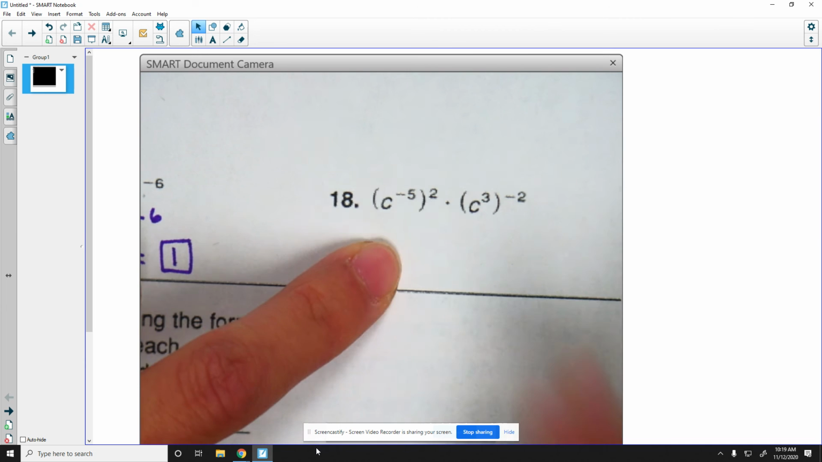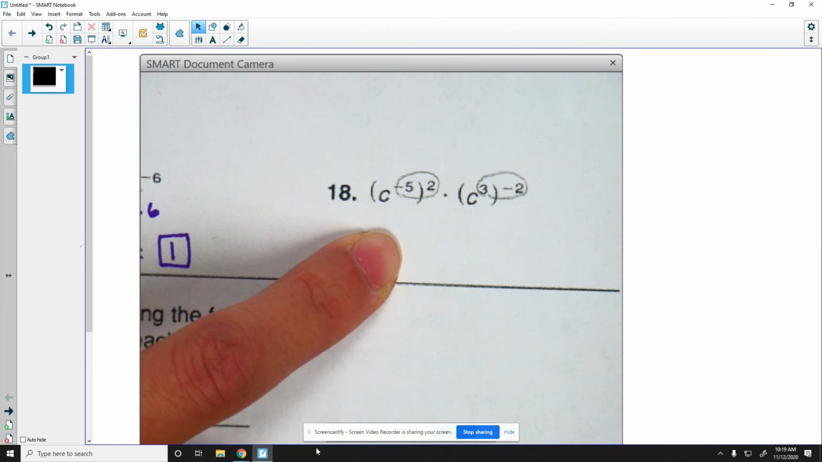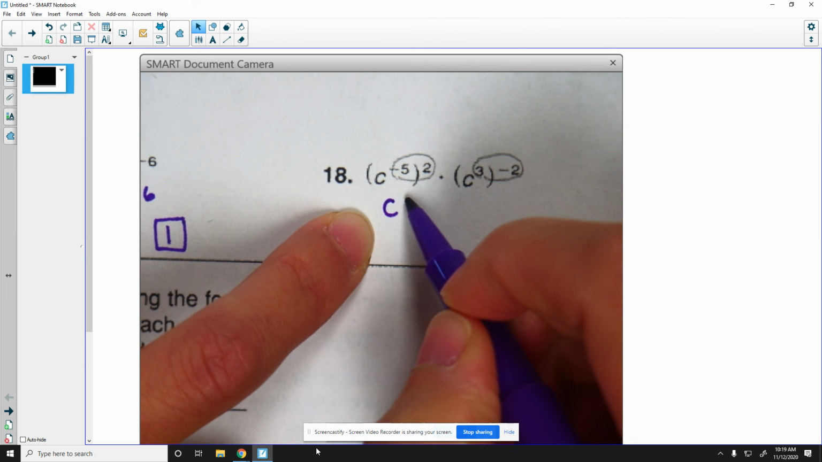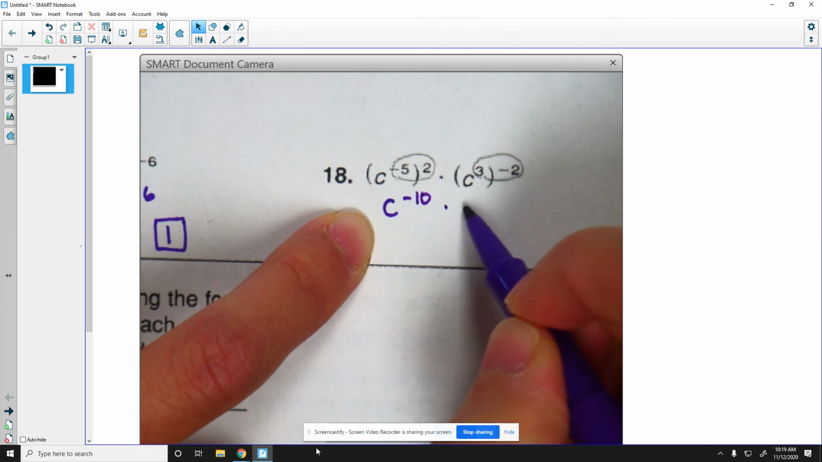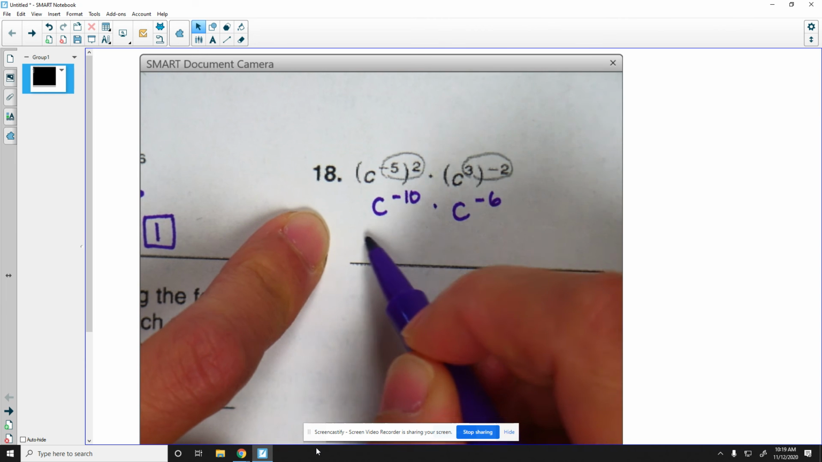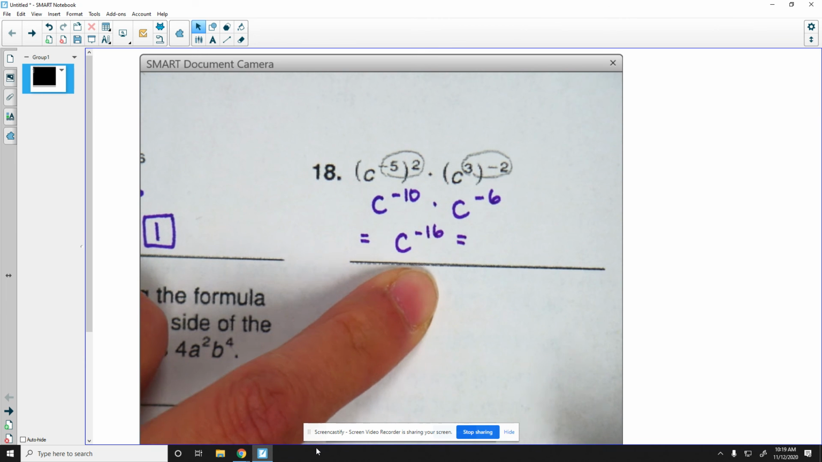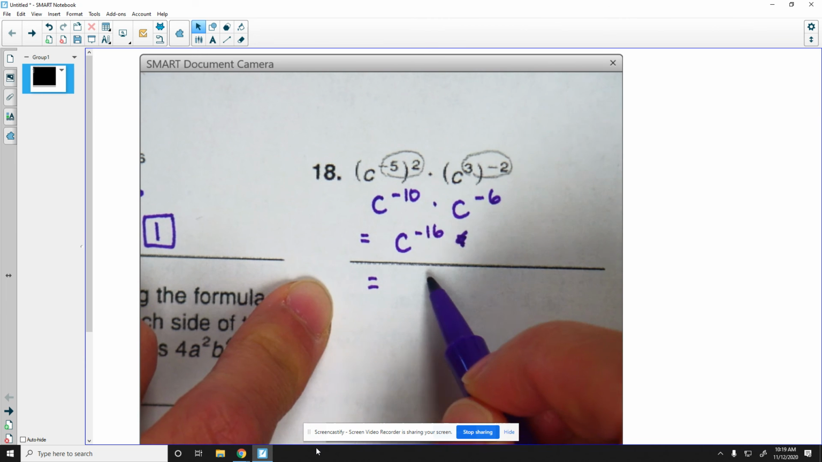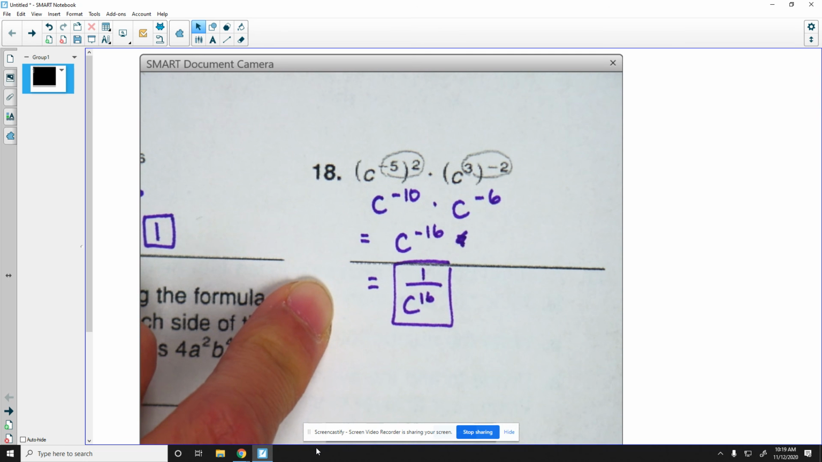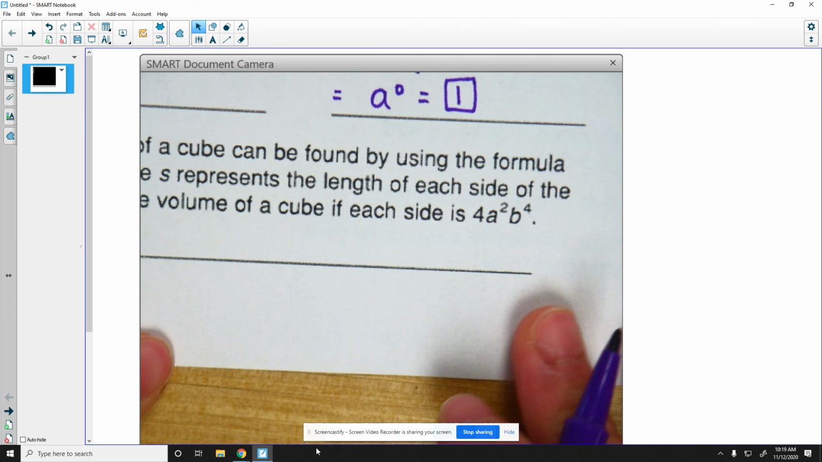Okay, number 18. PEMDAS tells me to do exponents first, then multiply. So I get c to the negative 10 times c to the negative 6. Now I can multiply, so now I add them together. What's negative 10 plus negative 6? Negative 16. But I can simplify that because that's a negative exponent. So what do I actually end up getting? 1 over c to the 16. Good. I hope you're following along. It's not too difficult.